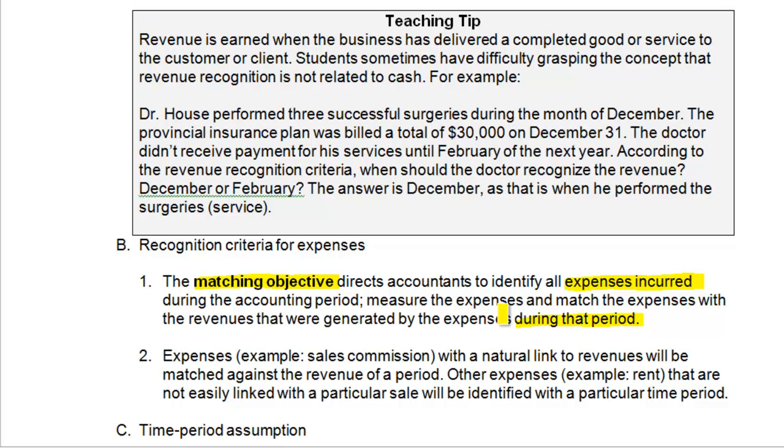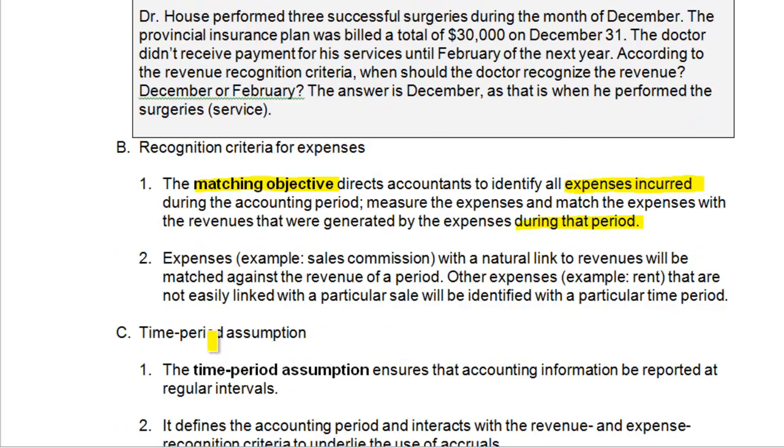Okay? Some of them are easy to kind of link up. So the easiest one, for example, would be sales commissions, right? The sale happens, the commission happens. They would be linked, obviously. Others are a little bit less direct, that link. So rent of the store, rent. Well, we would still look at the time period for which the rent was paid would be matched against the revenue earned in that time period.